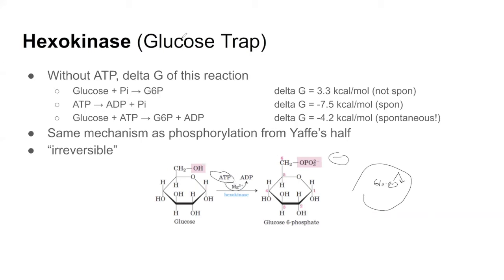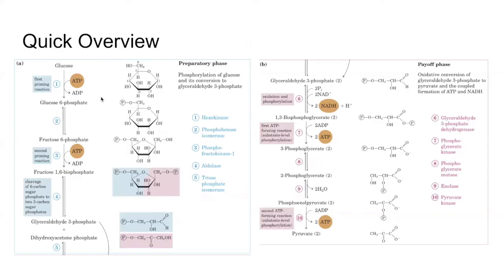And so this is part of the so-called investment phase of glycolysis, where if we look at the next slide, or the last slide, this first half is all about us putting in ATP or investing energy. And then the second half is where we harvest that energy. And so the first step is just phosphorylating the glucose.